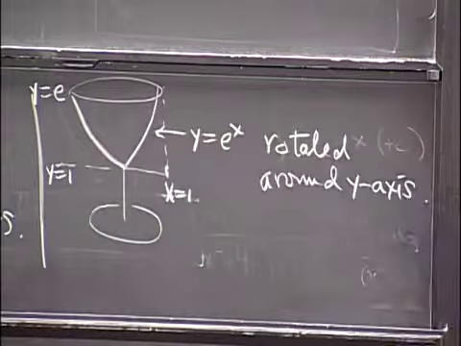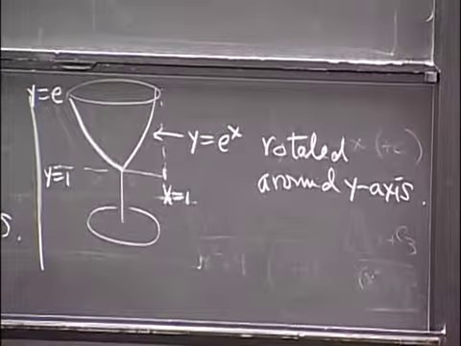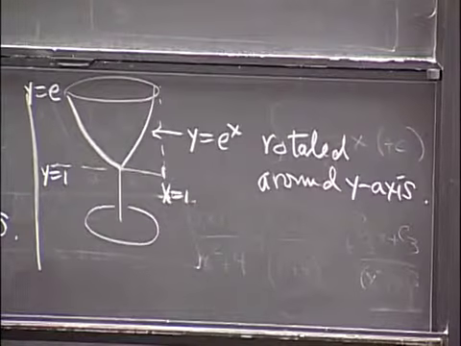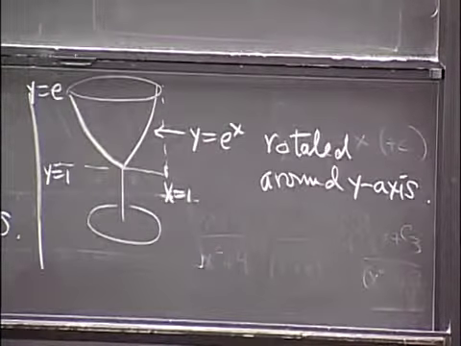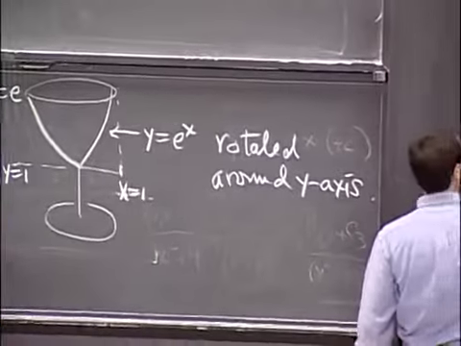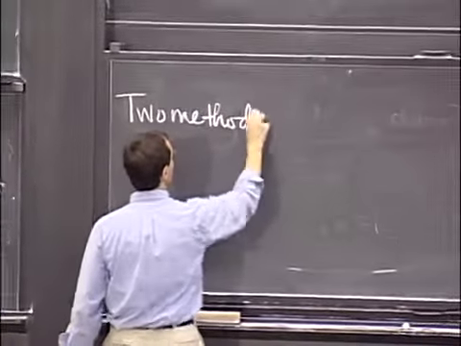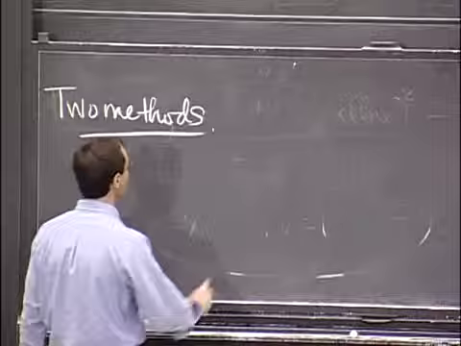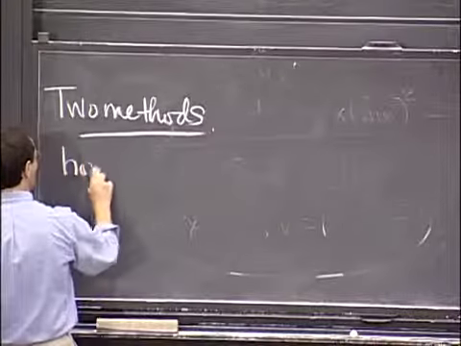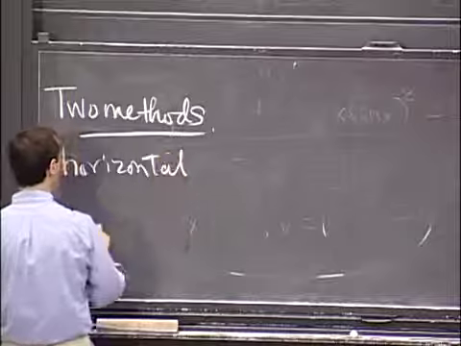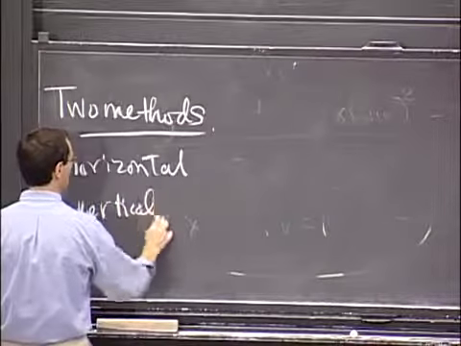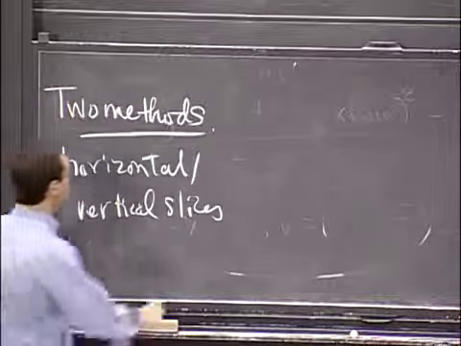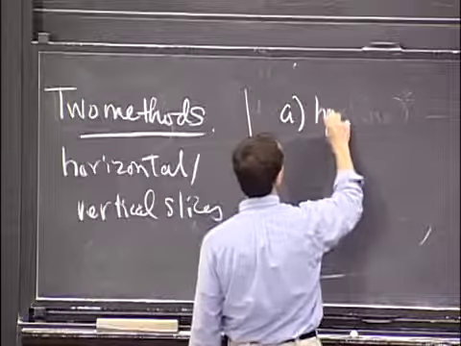Now, there are two ways to set up this problem. And so there are two methods. And this is also a good review because, of course, we did this in the last unit. The two methods are horizontal and vertical slices. Those are the two ways we can do this. Now, let's start out with the horizontal ones.